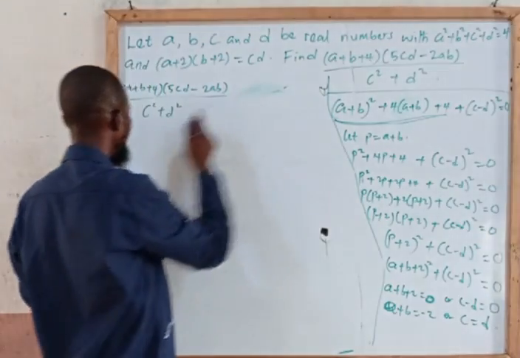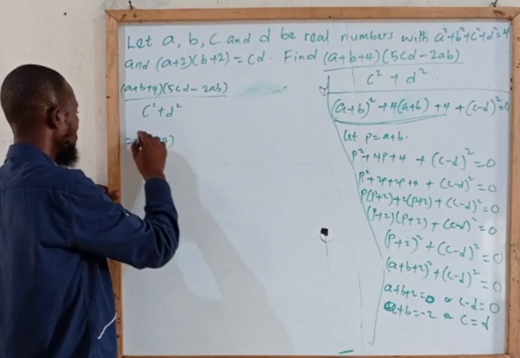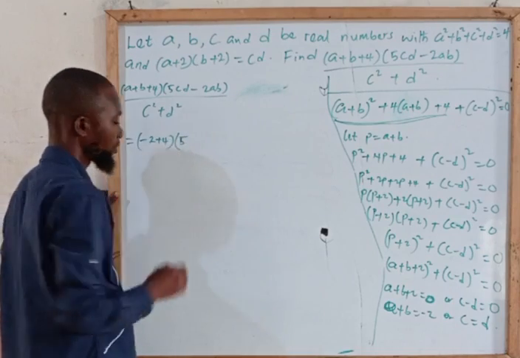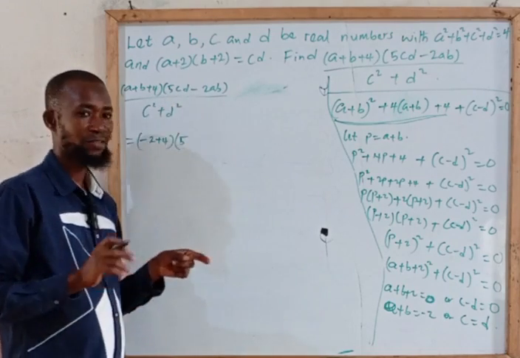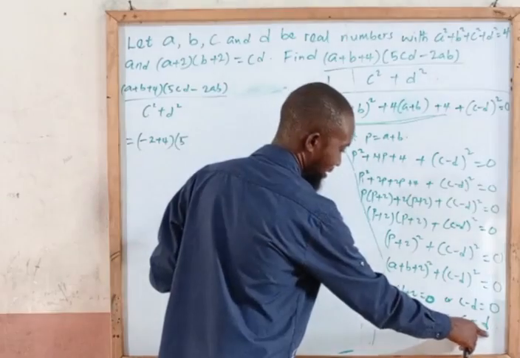Let me have it here. So let me say this is equal to A plus B, which is minus 2, plus 4 into 5CD. So that will be 5. Remember 5CD here means 5 times C times D. Now what is C? Remember C is defined as D.